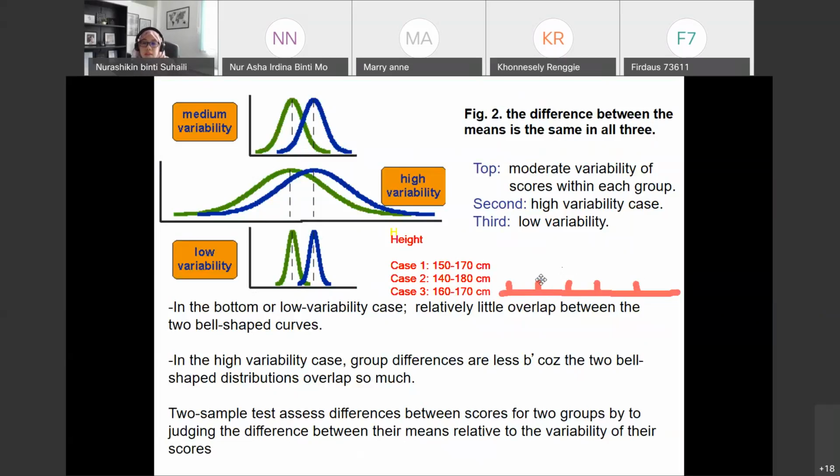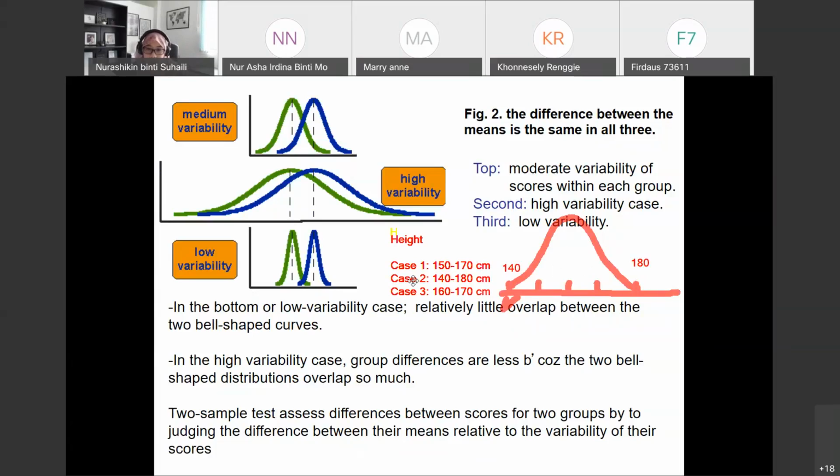Okay, for example, this is 140 and here is 180. This is the scale. Let's say I want to draw the distribution. 140 to 180. So the distribution will be like this, something like this. So let's choose another color. That is 140 to 180.